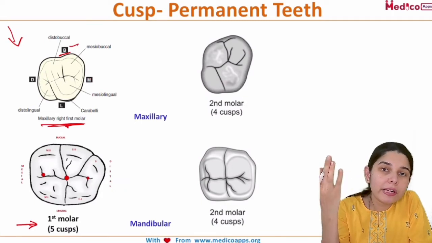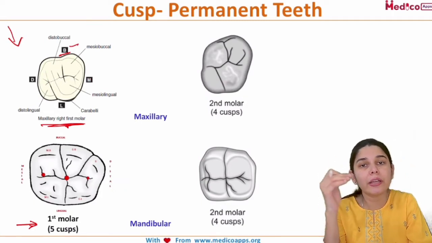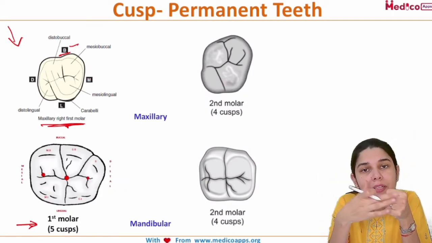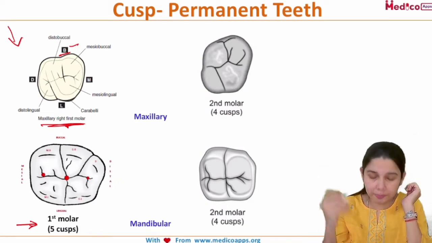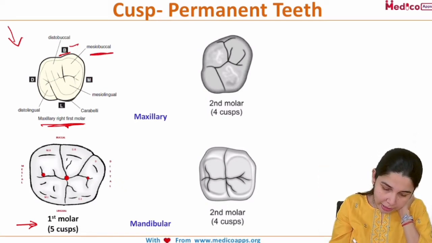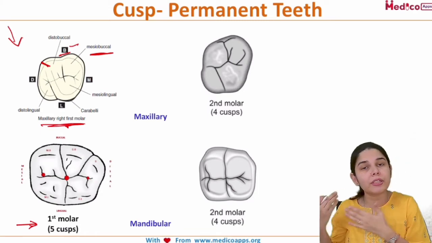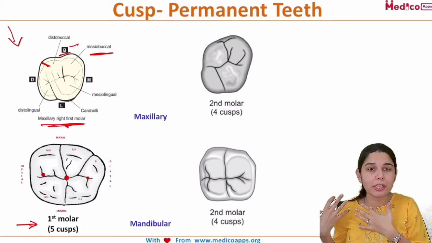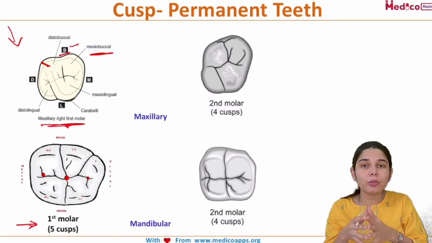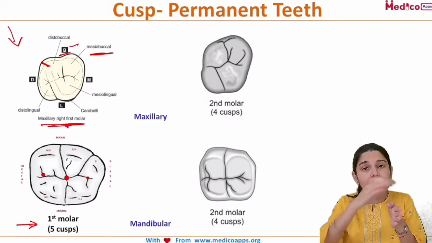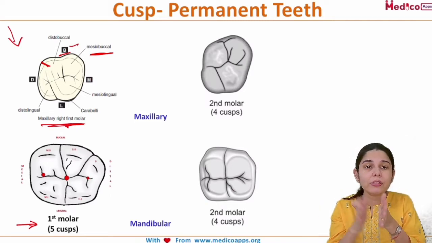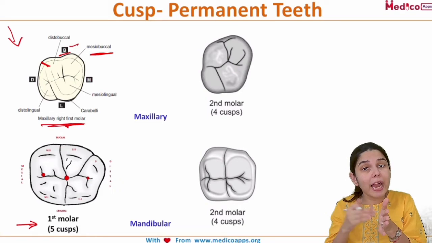So how will we define them? Again, we will say the same thing: towards the mesial surface, we will define that cusp. This is your mesiobuccal cusp. This is your distobuccal cusp, which is towards the distal surface. And similarly, going on from the buccal surface, now coming to the palatal surface, there will be mesiopalatal and distopalatal.